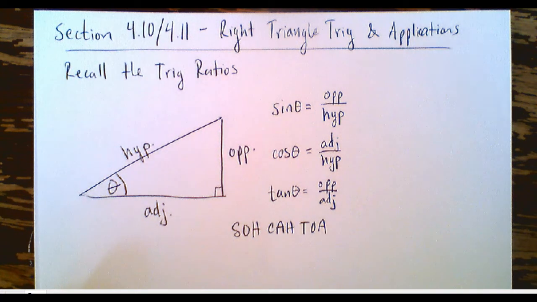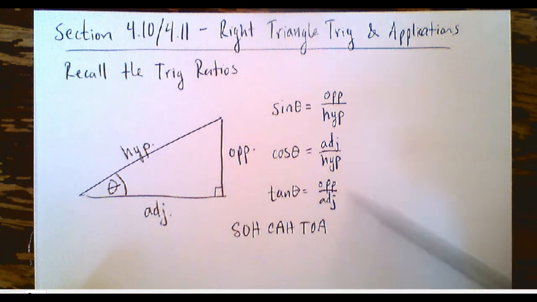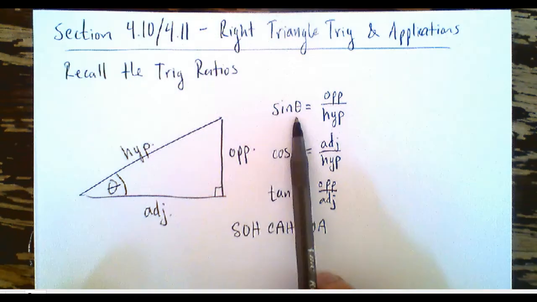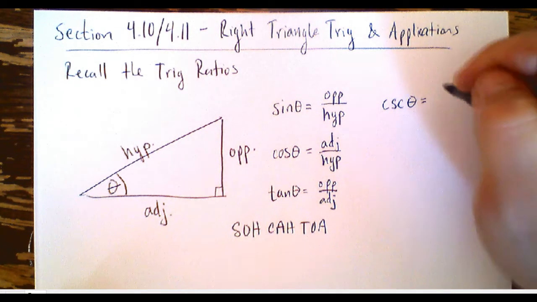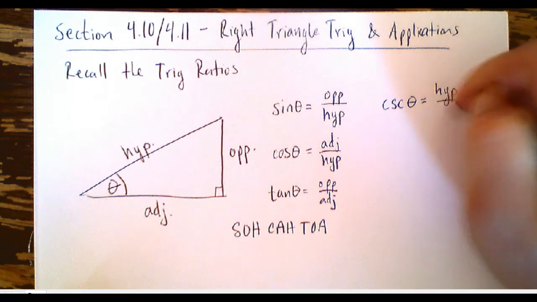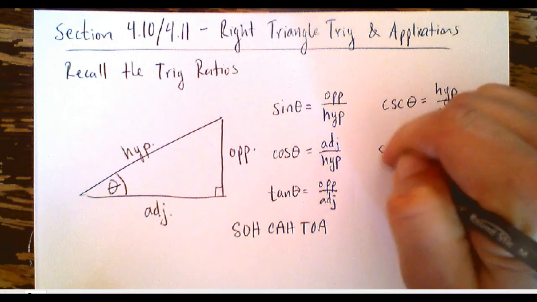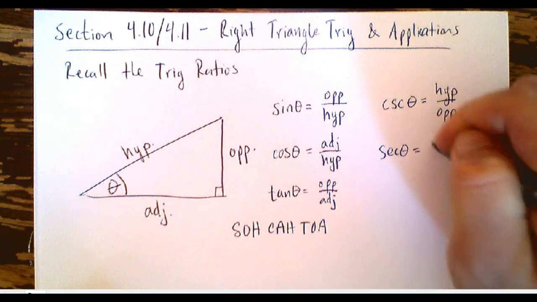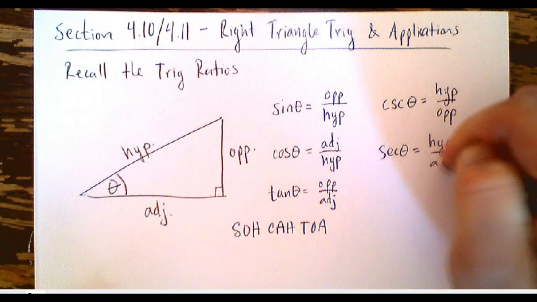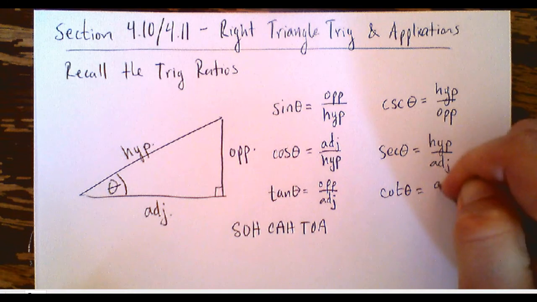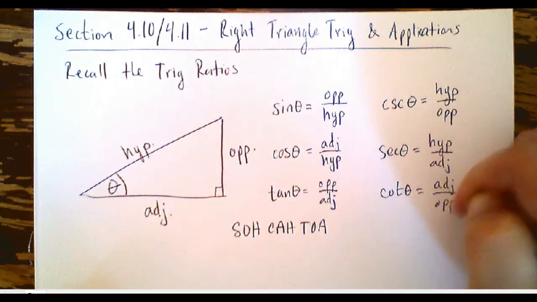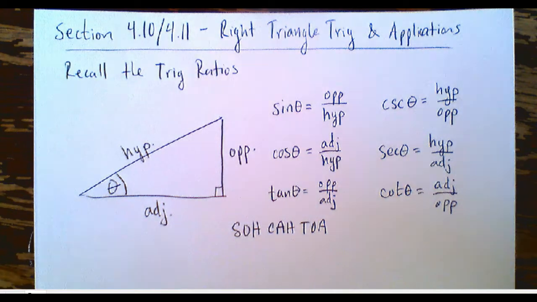Now the other three trig functions we can get simply by flip-flopping the fractions on this side. So remember, sine of theta corresponds to cosecant of theta. It's the reciprocal, which would be hypotenuse over opposite. The secant is the reciprocal of the cosine, so that would be hypotenuse over adjacent. And the cotangent, the reciprocal of tangent, is adjacent over opposite. Okay. So with these ratios, we can start finding lengths of the sides of a right triangle.